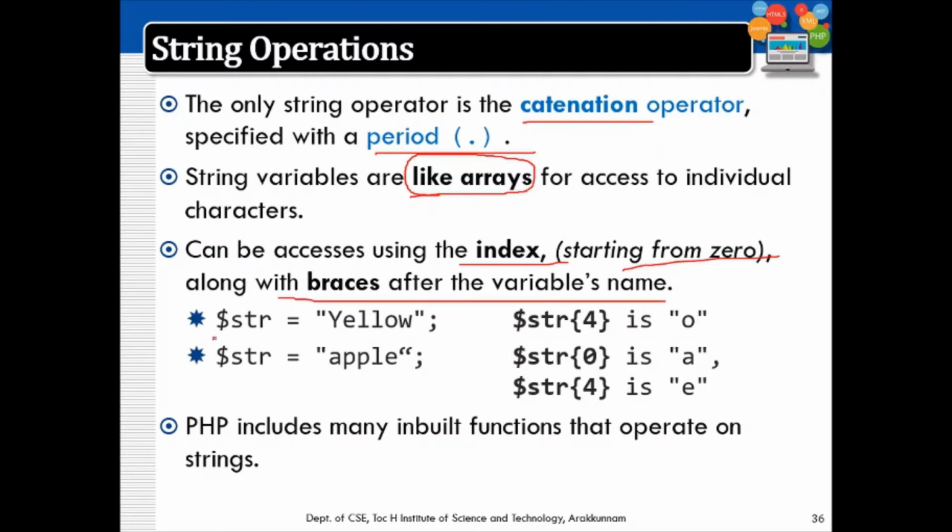For example, $str, I am giving the value yellow. If I give $str of 4, it will be O. So here in yellow, Y will be at the 0th index, then 1, 2, etc., and finally this is the 4th index. So see the syntax here.